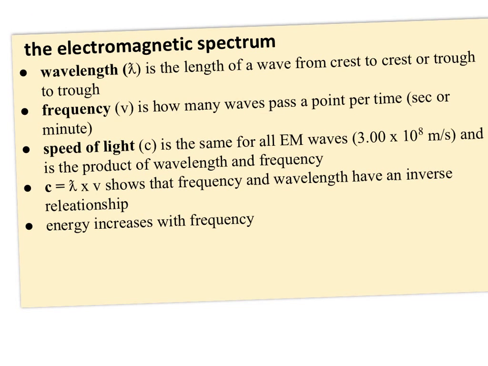Some common terms you should know with the electromagnetic spectrum: wavelength is the length from crest to crest or trough to trough. Frequency is how many waves pass a point per time, in seconds or minutes. Wavelength is abbreviated with lambda, frequency with nu. Speed of light gets the abbreviation c for constant, and it's the same for all electromagnetic waves. So not only does light travel at 3 times 10 to the 8th meters per second, but all electromagnetic waves do. And so speed of light has to be equal to the product of wavelength times frequency, which means they have an inverse relationship. And energy does increase with frequency.